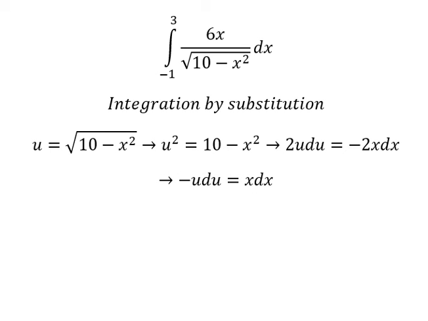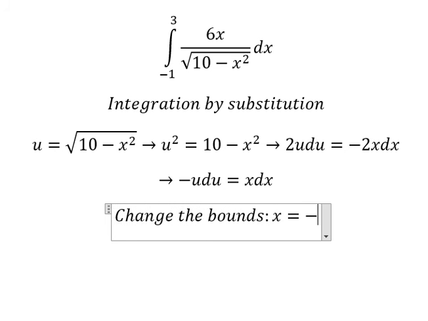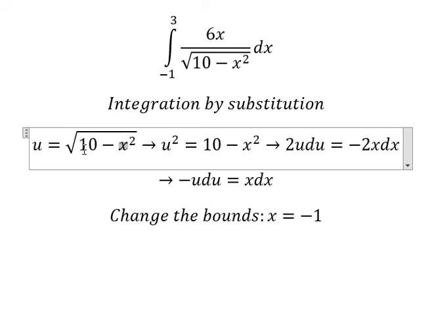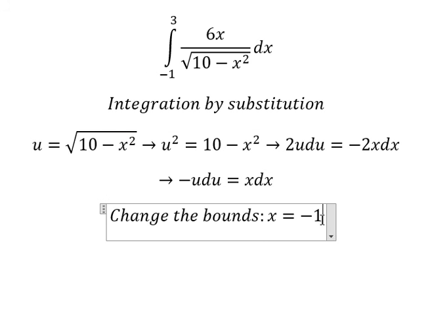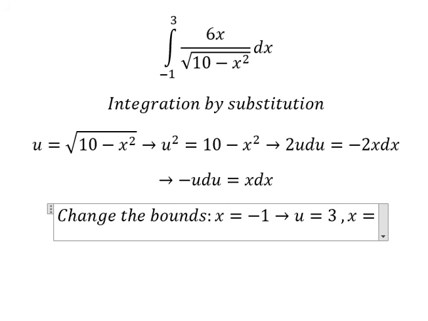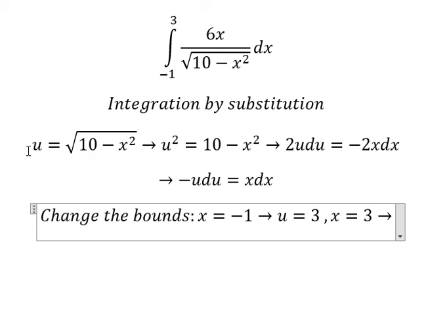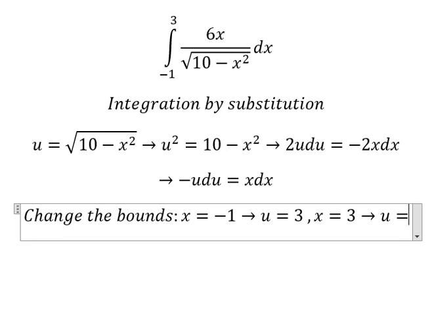Next, we need to change the bounds. When x equals negative 1, we put negative 1 in here. So 10 minus negative 1, we have 9. The square root of 9, we have 3. When x equals 3, we put 3 in here, and we have u equals 1.